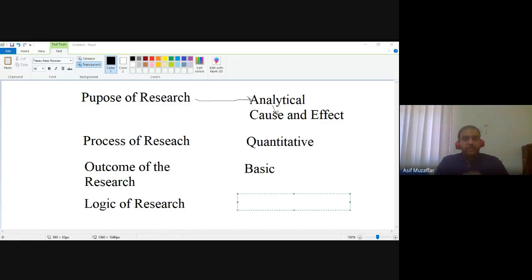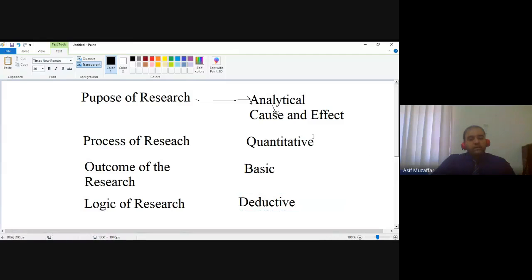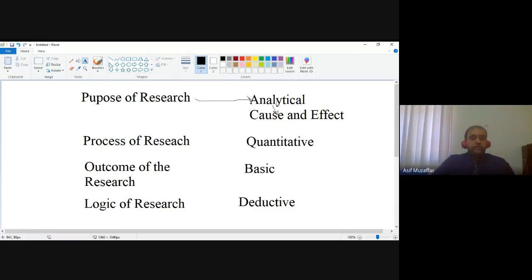So what do you think? In this case, is it deductive or inductive? Deductive. Good. So we have deductive research with us because it is quantitative data, it is analytical research. That is why the logic of your research would always be deductive. You must remember this. This is something very important.